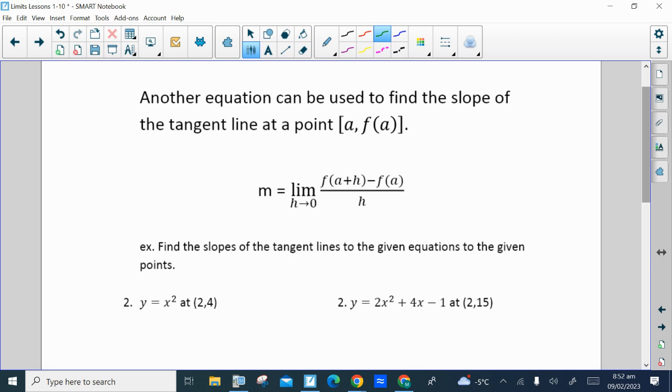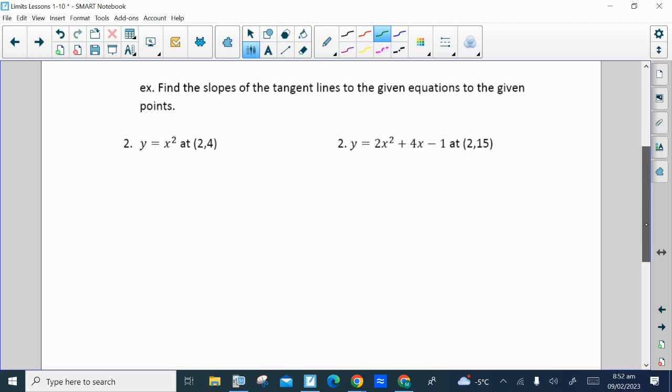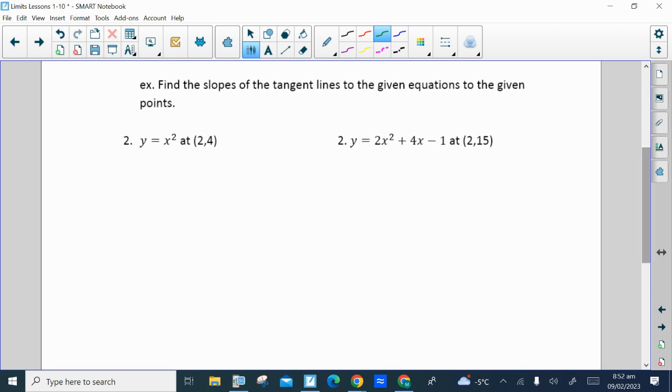And once again, because h is approaching 0, you can't evaluate the limit by substitution. Can't have 0 on the bottom. So again, we'll have to do some algebraic work to get rid of the factor of h on the bottom. So, same equations that we just did. And we just want to use this first principles formula to find the slope of the tangent. Because it's the same equation, the same point of tangency, so our equations will be the same in the end.